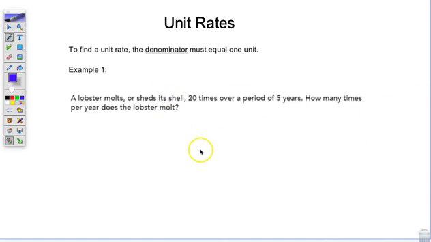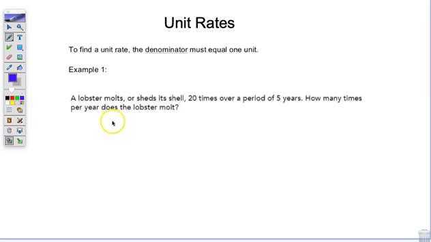Let's try looking at an example. When we find a unit rate, we want to make sure our denominator is equal to 1 unit. So here's our first example. We're talking about a lobster. A lobster molts or sheds its shell 20 times over a period of 5 years. How many times per year does the lobster molt?